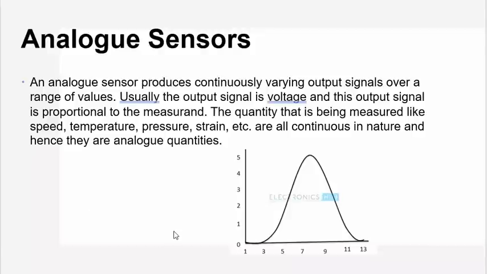Now we also have what we call analog sensors. Analog sensors produce continuously varying output signals over a range of values, and usually the output signal is voltage, and this output signal is proportional to the measurand, the quantity that is being measured, like speed, temperature, pressure, strain, etc., which are all continuous in nature, and hence they are analog quantities. An example of this is a cadmium sulfide cell or CDS cell, which is used to measure the intensity of light, and the resistance of the cadmium sulfide cell varies according to the intensity of the light incident on it.